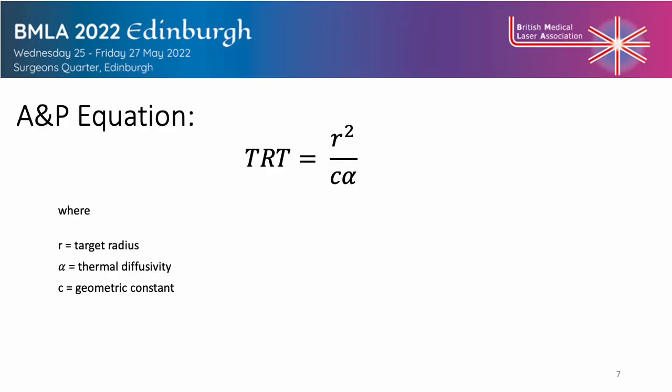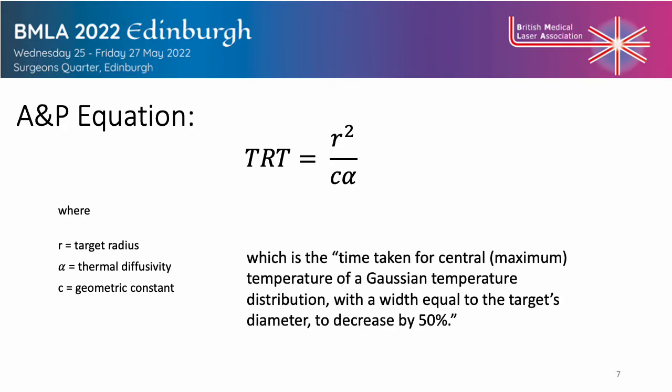Anderson and Parrish showed us an equation. In this equation, the relaxation time is the square of the target radius divided by the thermal diffusivity and a geometric constant C. In cylinders such as blood vessels, C equals 4. And this is the time it takes for the maximum temperature in a Gaussian distribution to decrease by 50%. So in other words, it's the time it takes to cool by 50%. Now, while this is all well and good, it actually misses something rather vital, which I'll come on to soon.